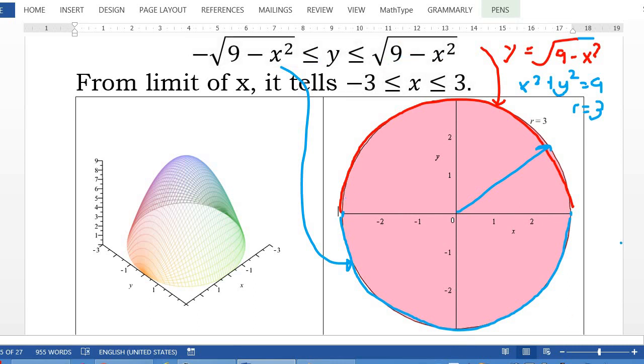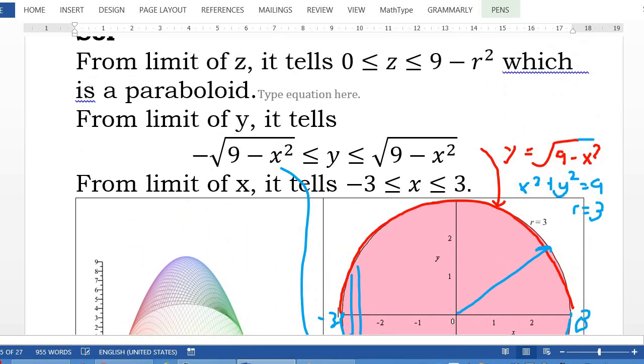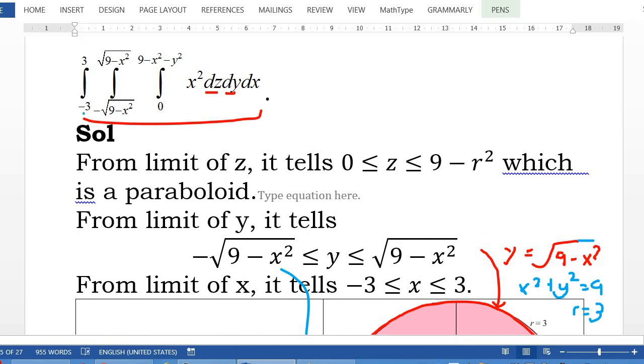And if you have a bottom curve and an upper curve, you use dy dx and sum your vertical bars from the left, which is x equal to negative 3, to positive 3. This is what the limit tells about here: x from negative 3 to positive 3, dy. The bottom curve is the bottom semicircular curve, and this is the upper circular curve.